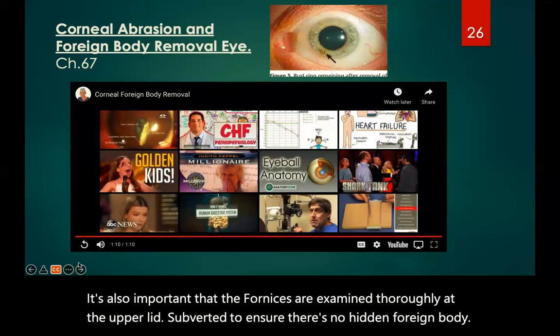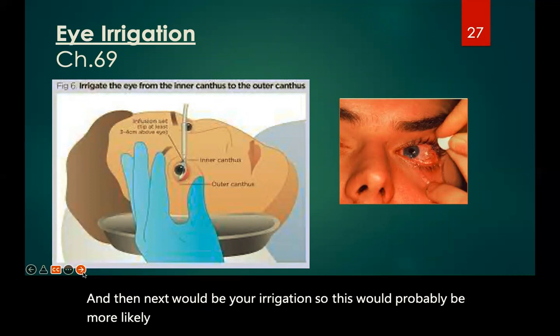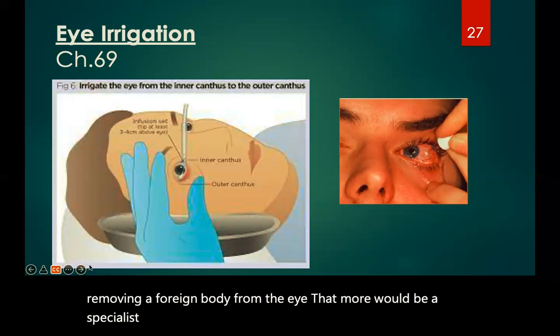Good. And then next would be your eye irrigation. So this would probably be more likely something you would be doing as opposed to removing a foreign body from the eye. That more would be a specialist. Eye irrigations are pretty common.